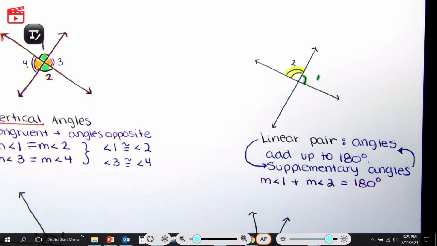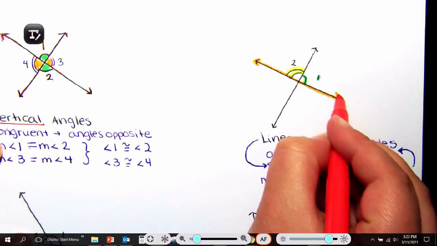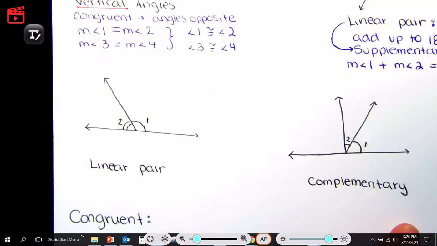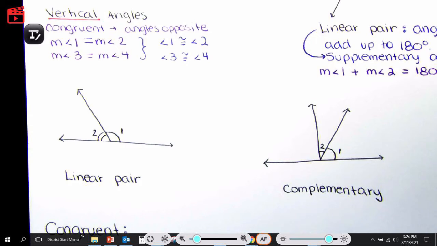Again, what do we have? We have a linear pair. What does that mean? That means we have supplementary angles. What does that mean? That means we have angles that add up to 180 degrees. Next keyword. Oh, wait, it's a linear pair as well. Oh, let's go ahead and do another linear pair.